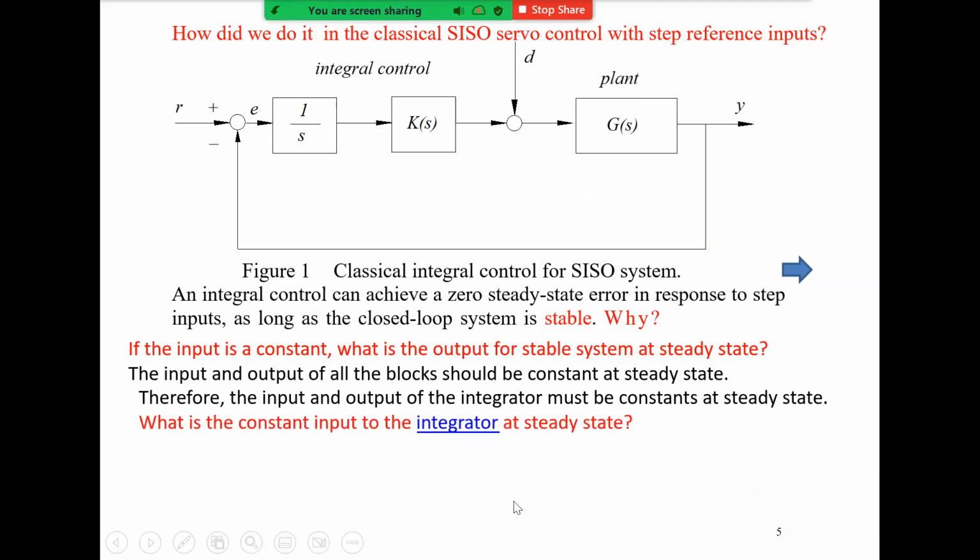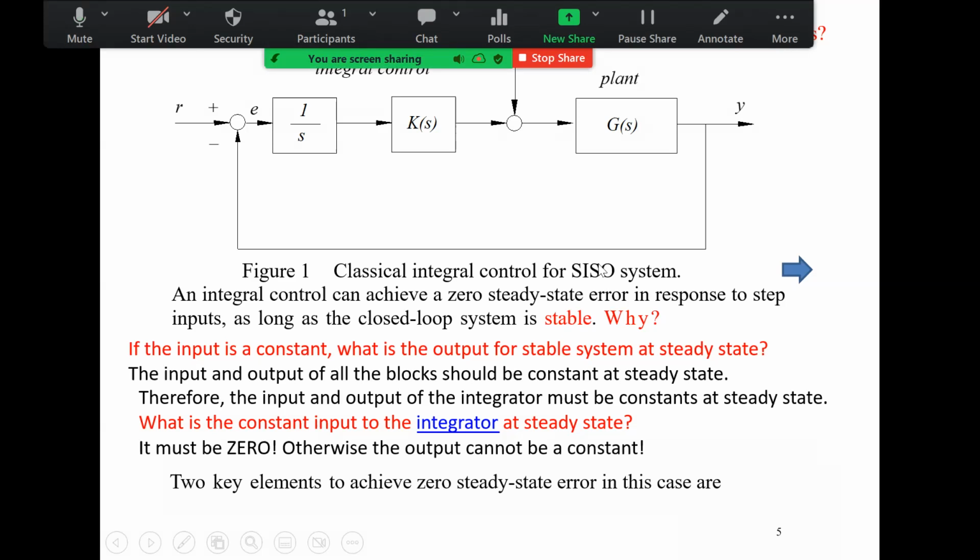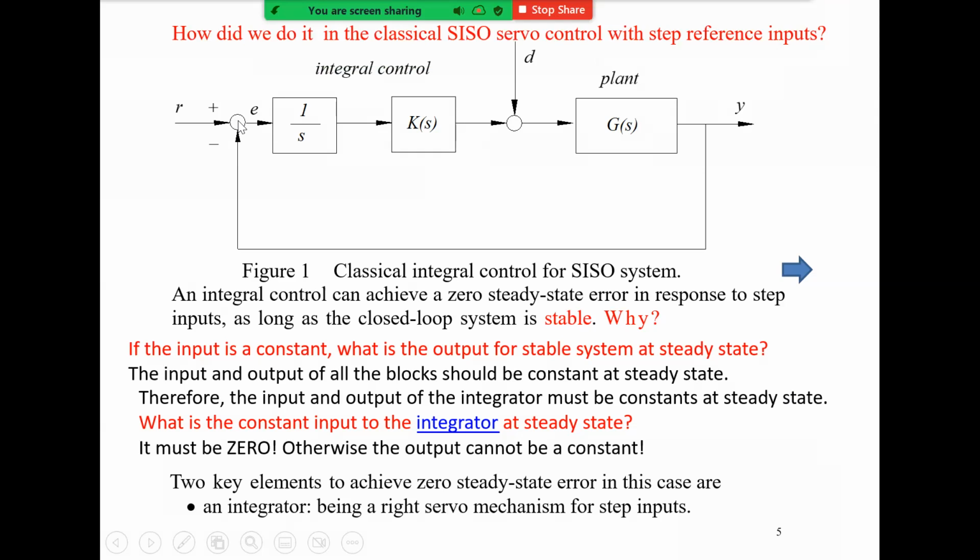All right, so what's the constant input to the integrator at steady state? I already explained to you, it has to be zero. Otherwise, the output cannot be a constant, right? Okay. So you can say from this one, there are two key components, right? First one, there must be an integrator to deal with if the desired output is a constant. We should have an integrator in the controller. So this is what we call we have to have a right servo mechanism to make it work.